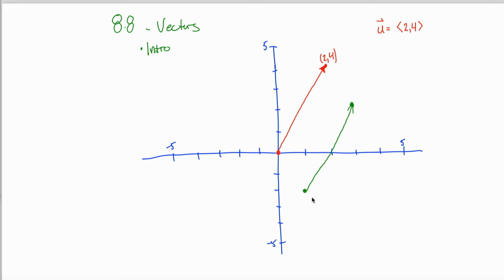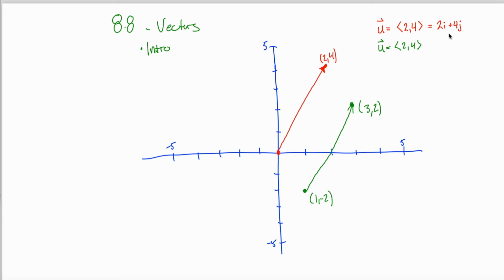This vector has an initial point of 1, negative 2, and a terminal point of 3, positive 2. And the vector itself, we would call 2, 4, the 2 representing its length in the x direction and the 4 representing its length in the y direction. It's worth pointing out that instead of using this notation to represent this vector, we could also use the notation 2i plus 4j. It means the exact same thing, it's just a different form.